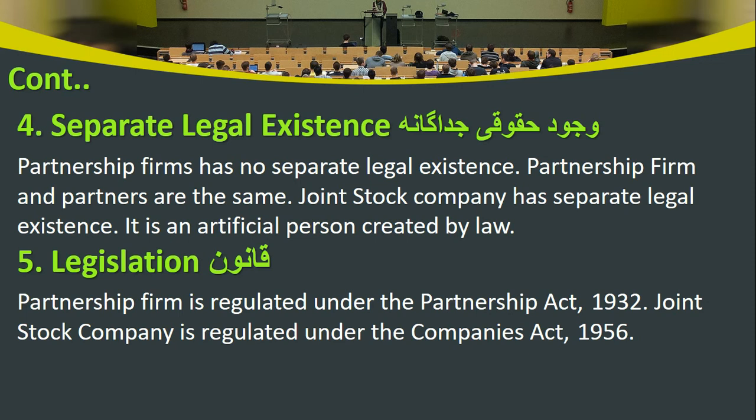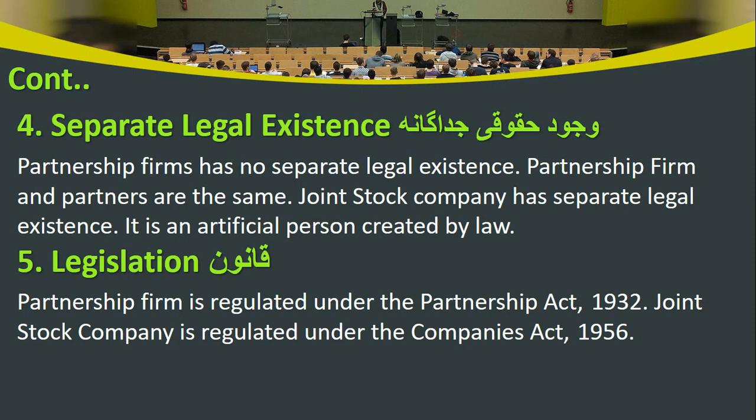Like a partnership firm has no separate legal existence. Partnership firm and partners are the same. Joint stock company has separate legal existence. It's an artificial person created by law. Before we studied that a partnership firm is an association of 2-3 people. They come together and then they open a business, right?